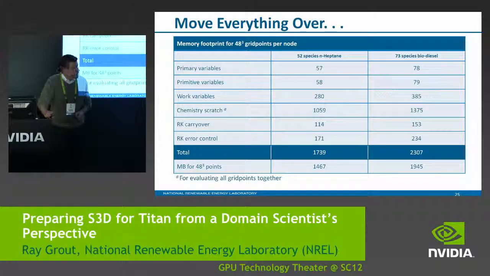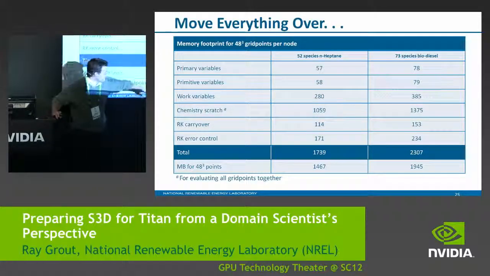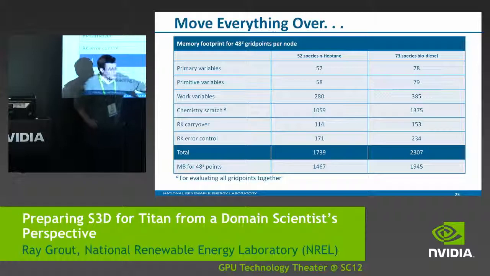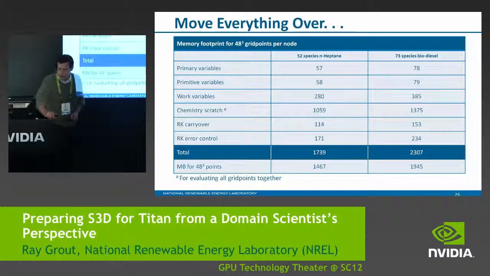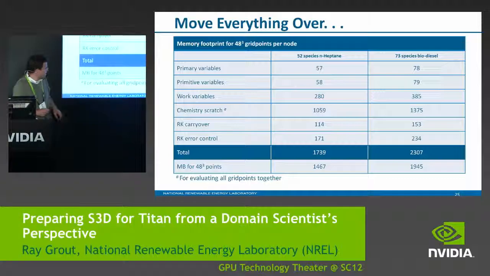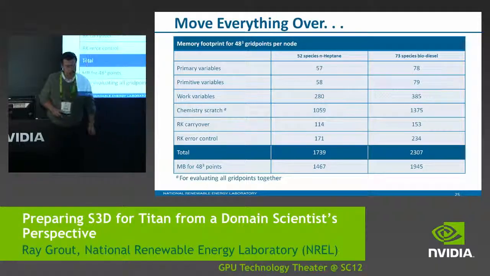So we did a quick pen and paper analysis. Remember, this was a benchmark problem. And then we also looked at a larger reaction mechanism in terms of the temporary storage that's required to go through an entire time step iteration. Turns out that for a given grid size, we're well under what's available on the GPUs we anticipated having, and it'll fit quite comfortably. So that's a reassurance that we can move everything over and not worry that we're going to get stuck in a position where it won't fit.